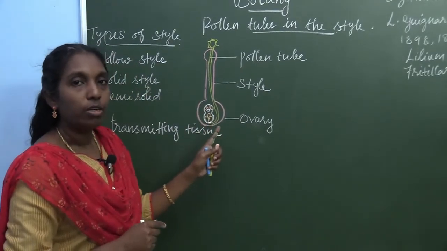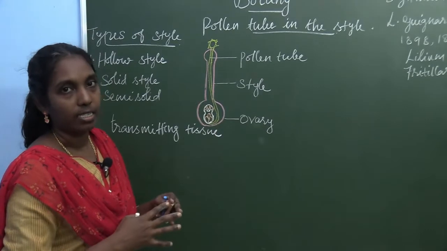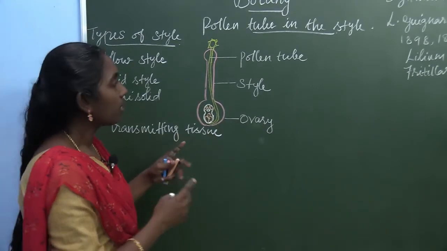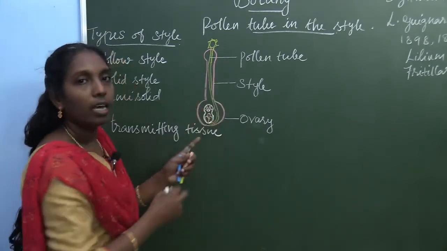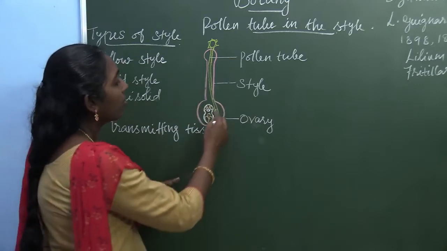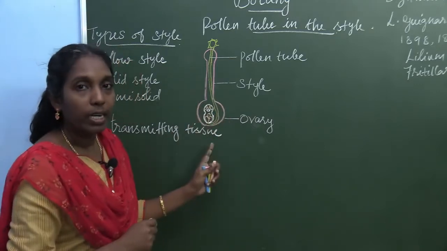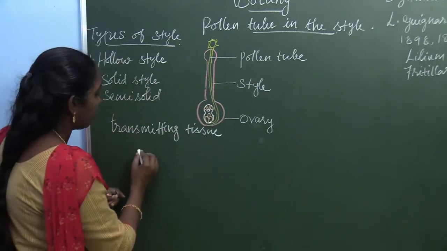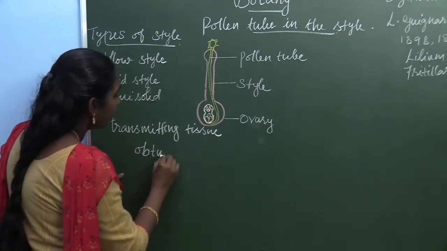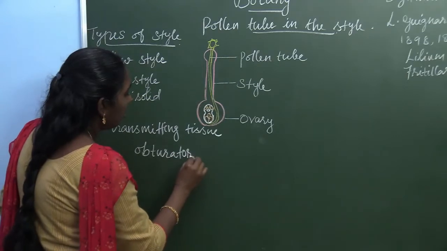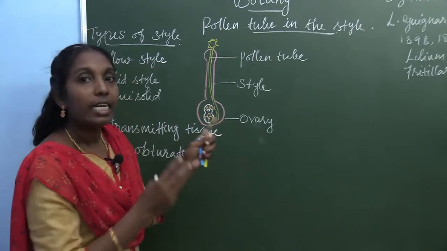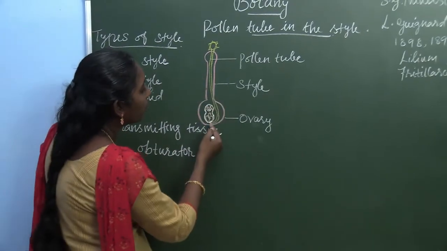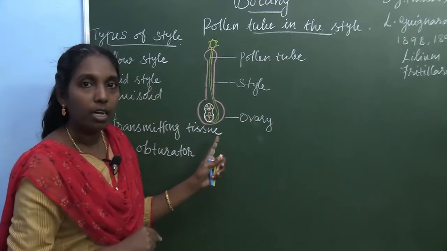is due to the chemotropic substance. There is a chemotropic substance, due to this it leads to the entry of this. But when it moves towards the micropylar region, there is a structure called obturator. This obturator guides this pollen tube to enter through the micropylar region.